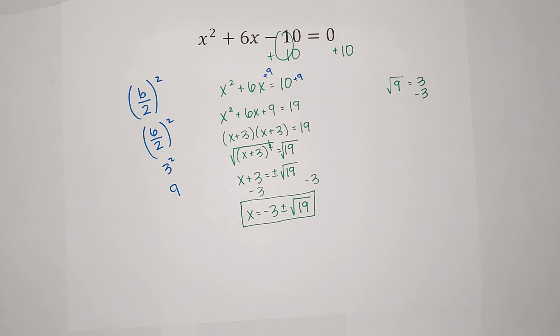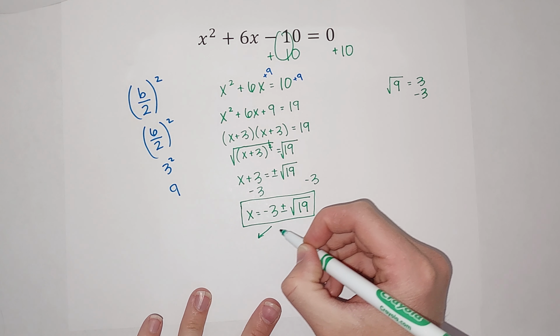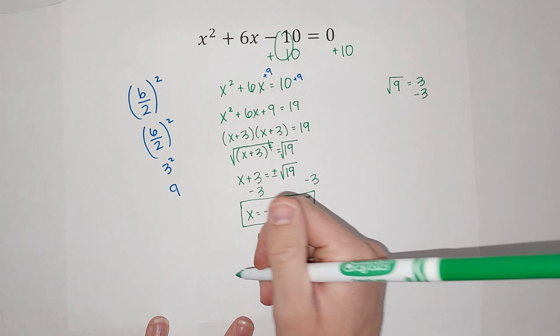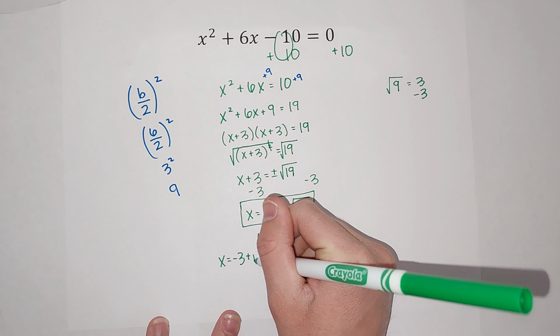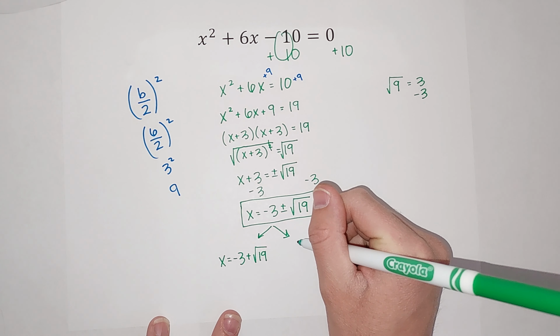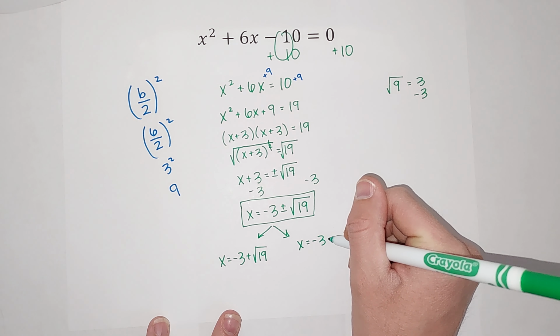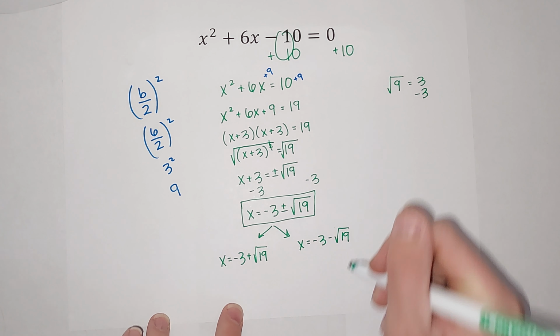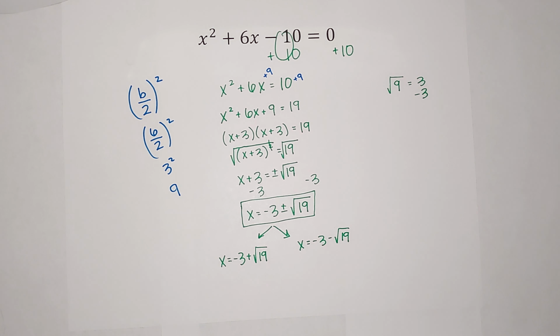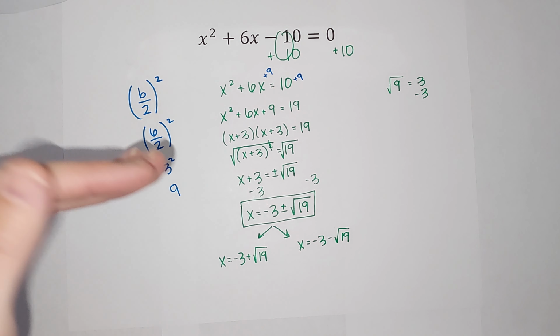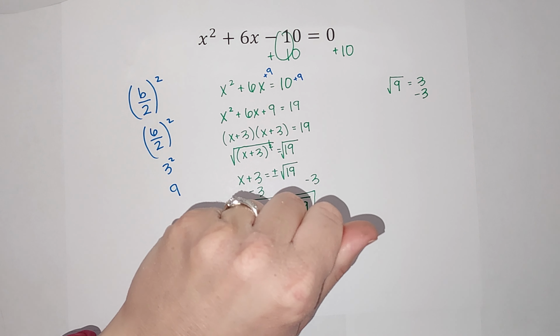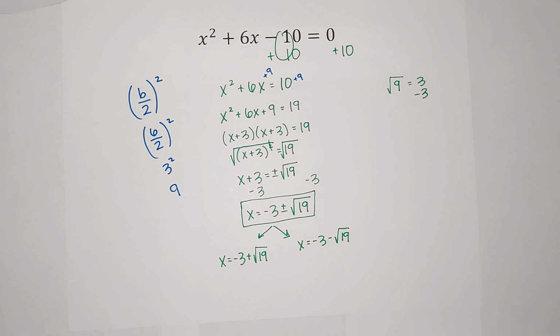Now, I know this is kind of a bummer, but that is your answer, okay? I know it's not pretty. But some teachers may want you to break it apart as well. So you could write it as x equals -3 plus the square root of 19 and x equals -3 minus the square root of 19. Okay, now I know this isn't a pretty answer, but remember the reason that we did completing the square in the first place was because it didn't factor pretty, right? So it kind of makes sense that our answer is a little crazy, right?